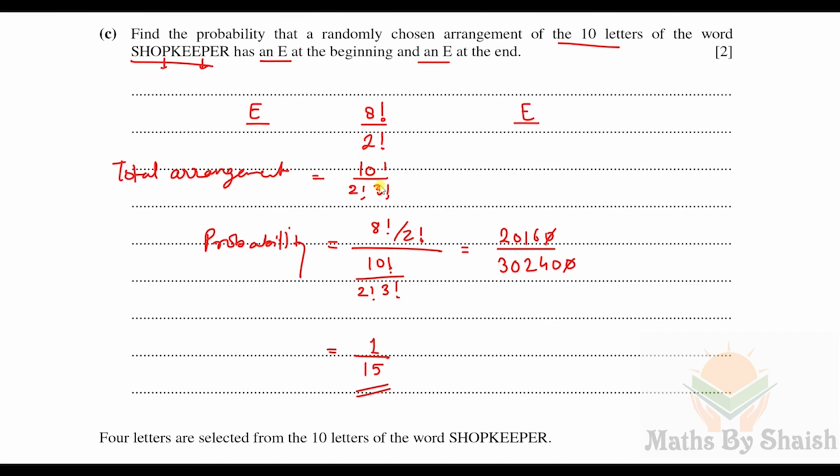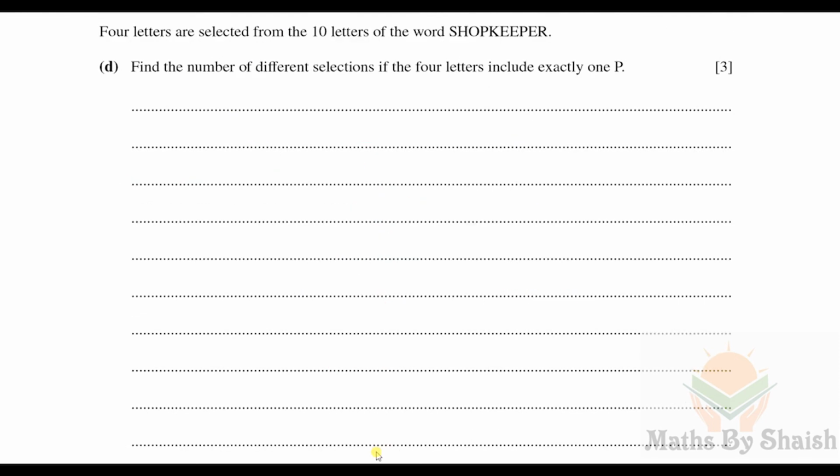Let's do the last part of this. 4 letters are selected from the 10 letters of the word shopkeeper. Find the number of different selections if the 4 letters include exactly one P. So it's a selection, so we will first write all the possible selections. First thing is P is required, I'm writing P, and there are three E's, so we need to take care of these three E's.